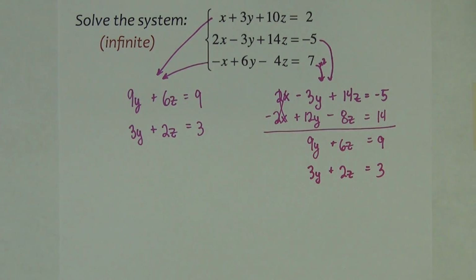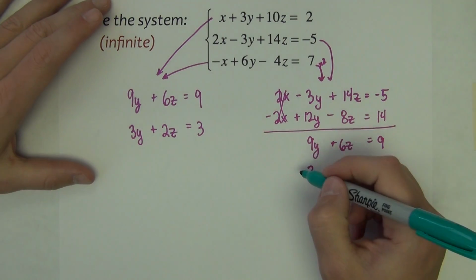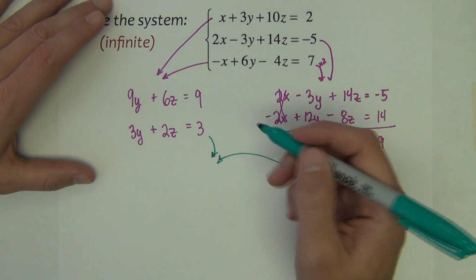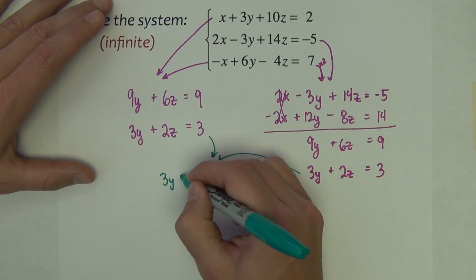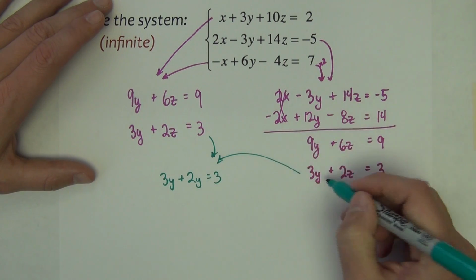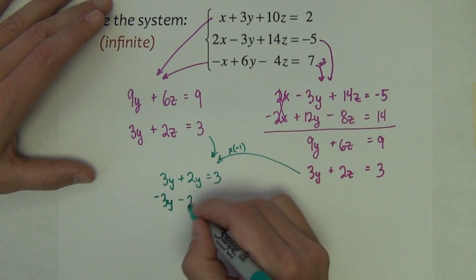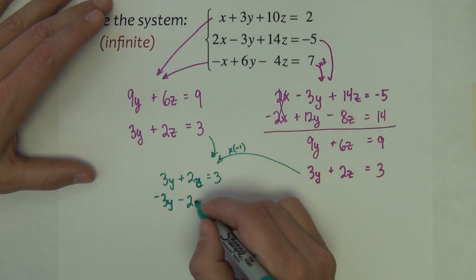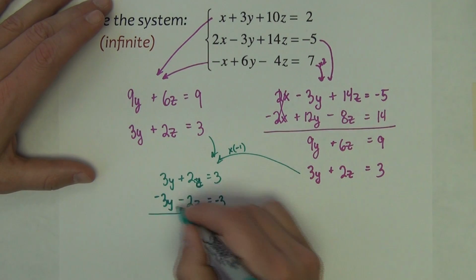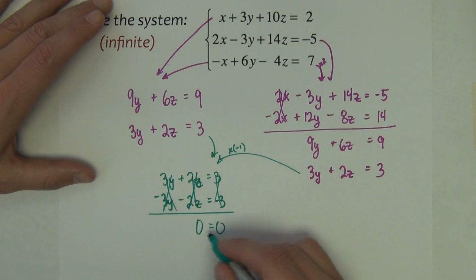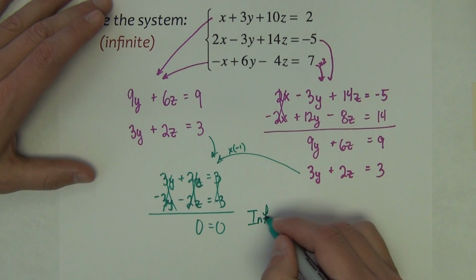Now you might notice, like I do at this point, that my two reduced equations are identical. If I put these two equations together, maybe I take this one as it is, 3y plus 2z equals 3. I take this one times negative 1, giving me negative 3y minus 2z equals negative 3. Y's cancel, z's cancel, 3's cancel, we get 0 equals 0. Whenever we get this situation, it's not a contradiction, this is an example of infinitely many solutions.